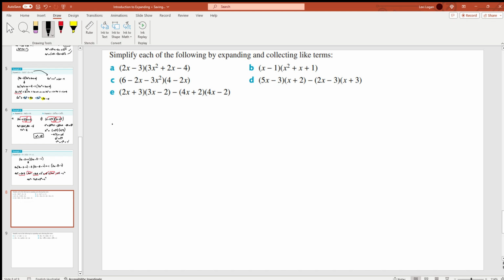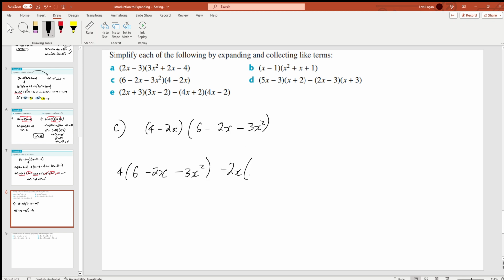Right, so C. They've written it around a funny way. They've written the bigger one first, but you can just rewrite it the other way if you really wanted to. So I'm going to rewrite it the other way: 4 minus 2x multiplied by 6 minus 2x minus 3x squared. I'm going to rewrite this as 4 times 6 minus 2x minus 3x squared, minus 2x times all this, so 6 minus 2x minus 3x squared.